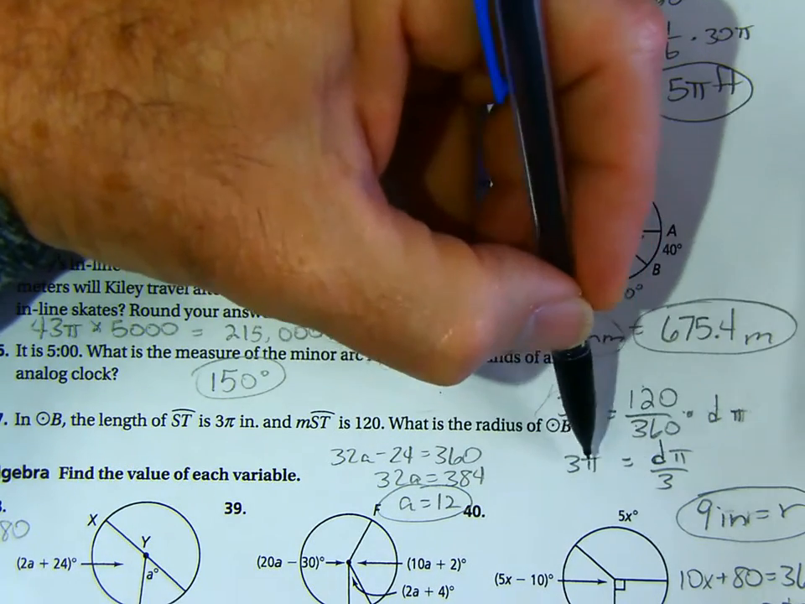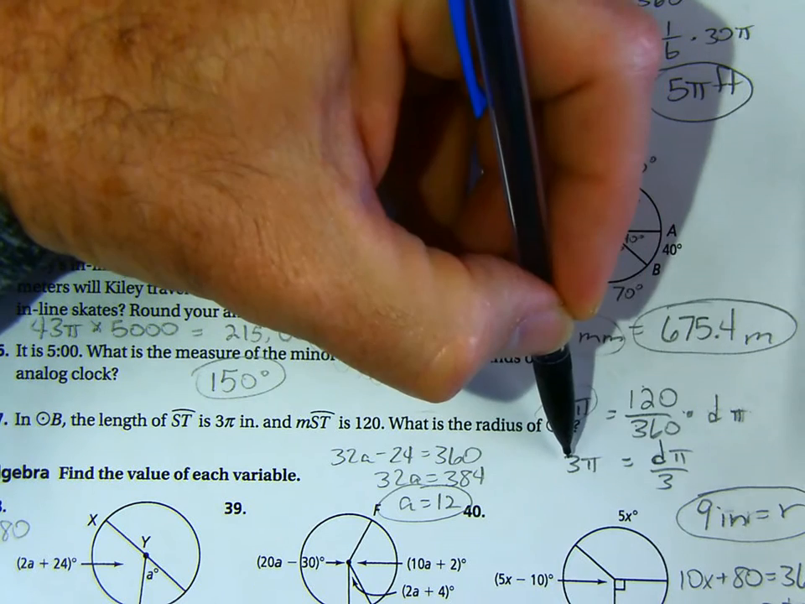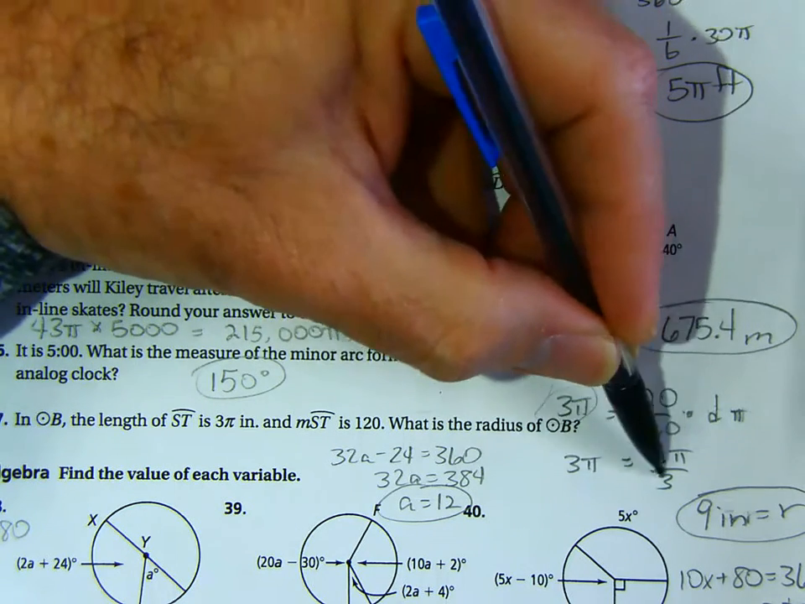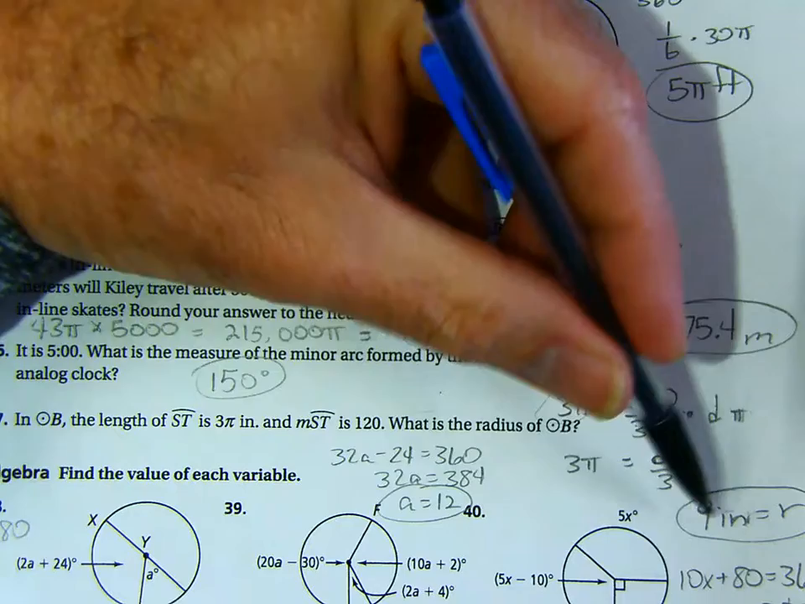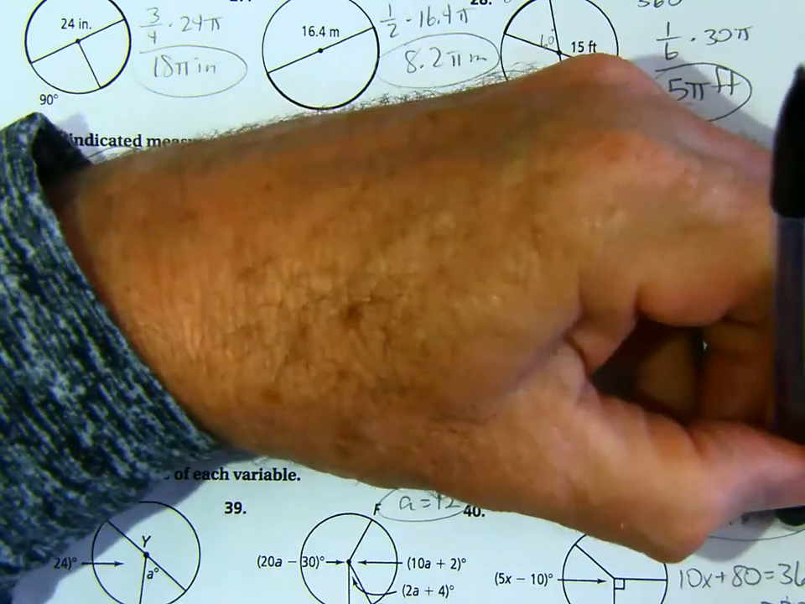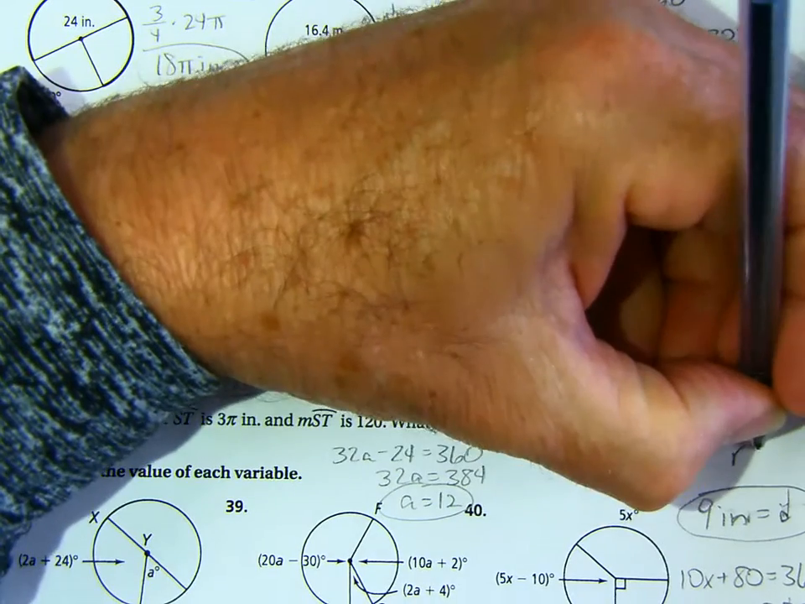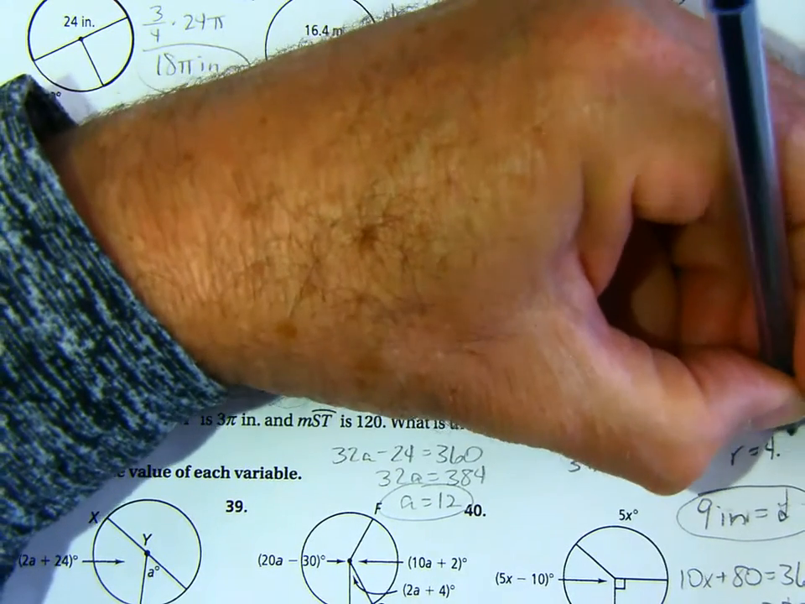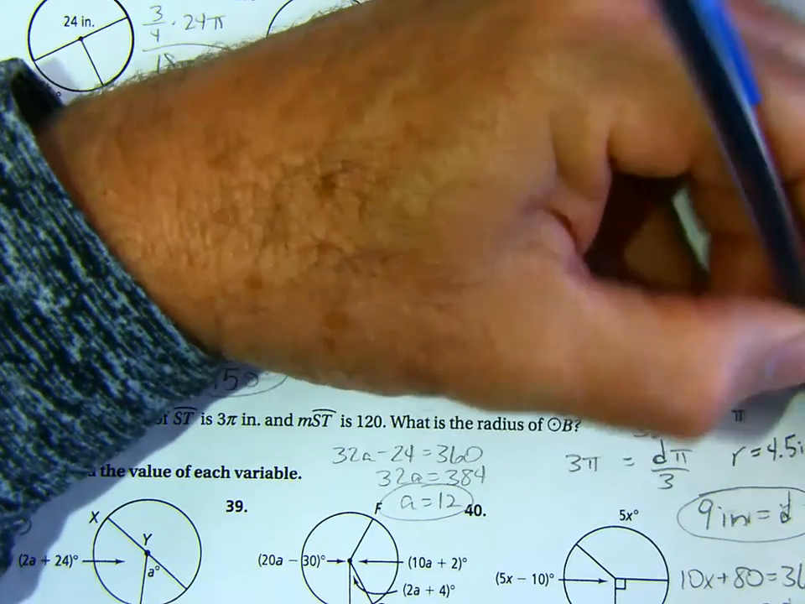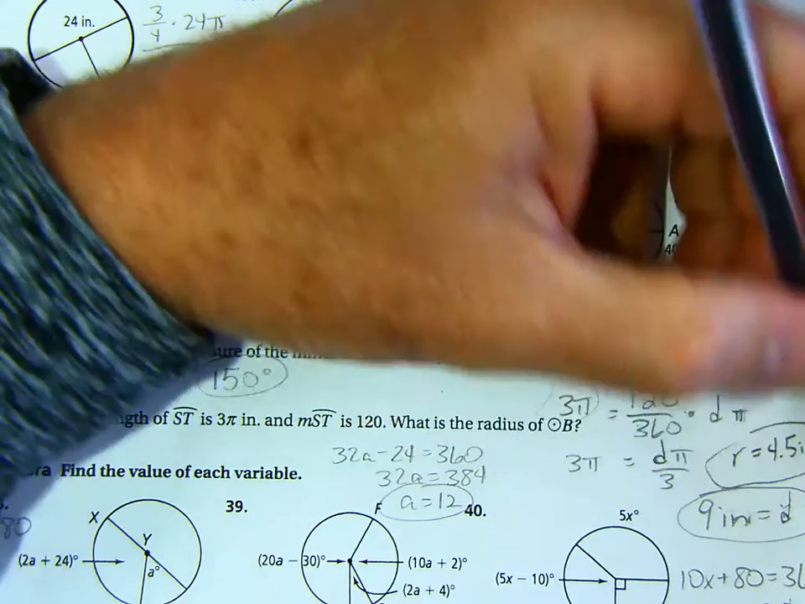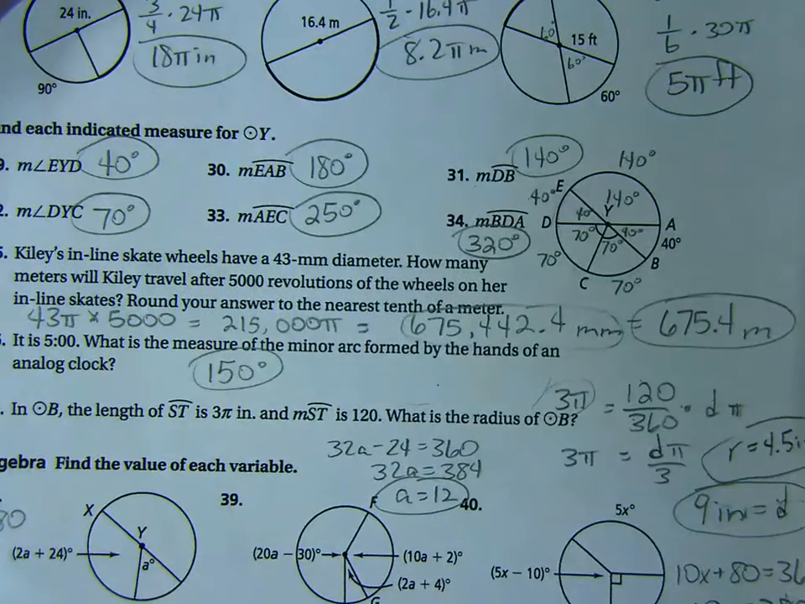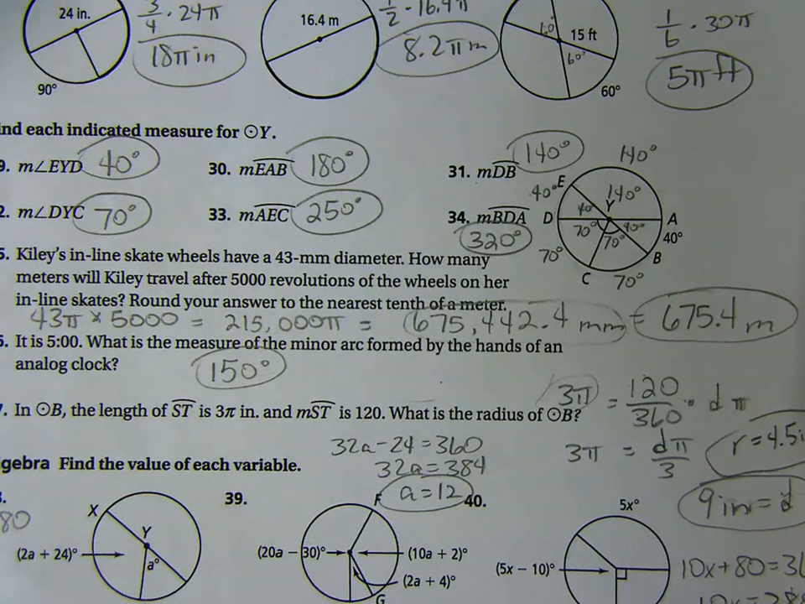That's equal to 3 pi. If I multiply by 3, I get 9. Divide by pi, I get 9, but that's not the radius, that's the diameter. So the radius would be half of that. The radius would be 4.5 inches. I'm sorry, that's not very neat the way I did it, but really I was solving for the diameter first, and then I took half of it to get the radius.